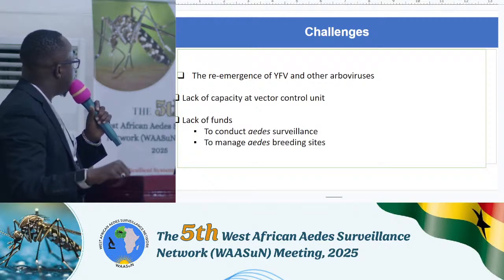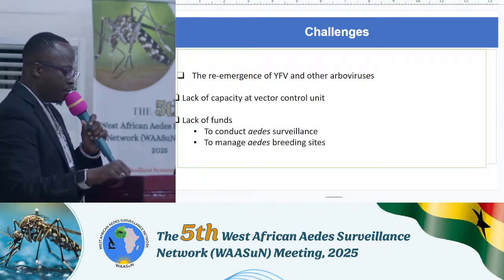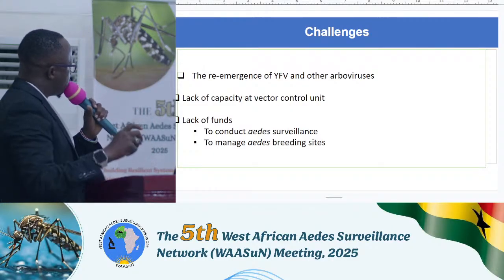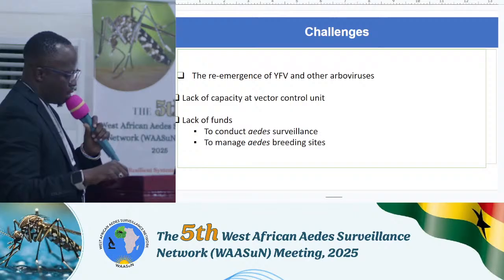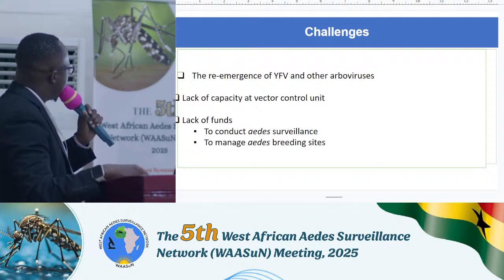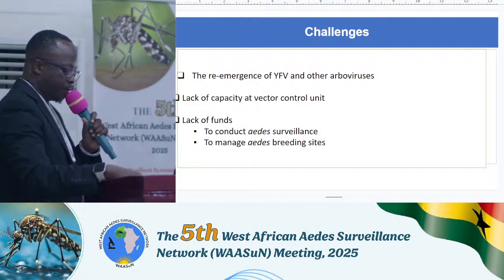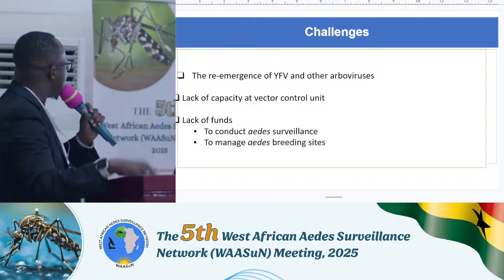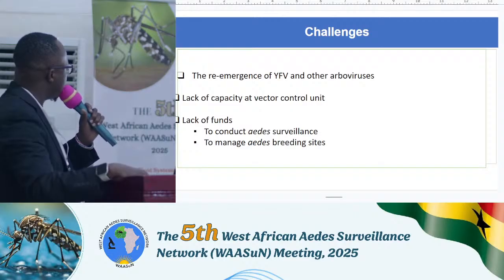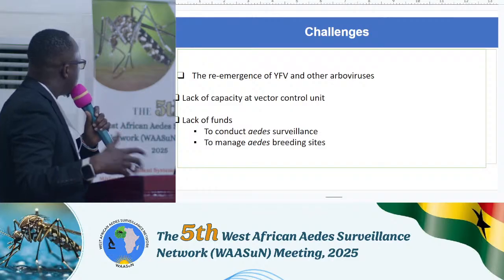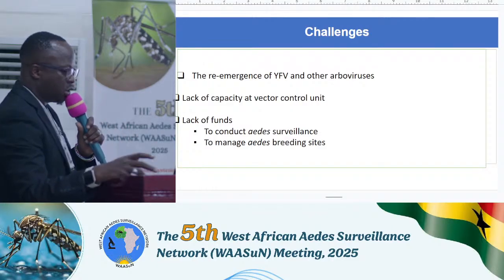Challenges: the re-emergence of yellow fever and other arboviral diseases, because the malaria control funds we are having are only from the Global Fund. They are only interested in the Anopheles mosquitoes and not in the arboviral mosquitoes. So most of these cases are emerging. Lack of capacity building at the vector control unit. There is a vector control unit at the Ministry of Health, but the unit is dormant, so it needs to be reactivated. This can only be done when they are trained on arboviral disease surveillance.